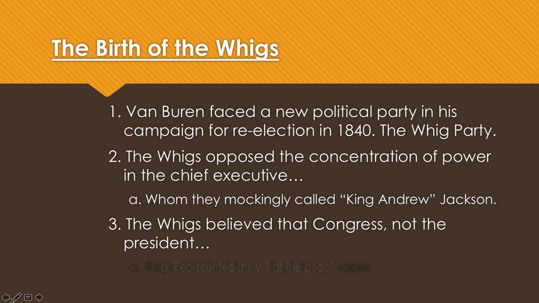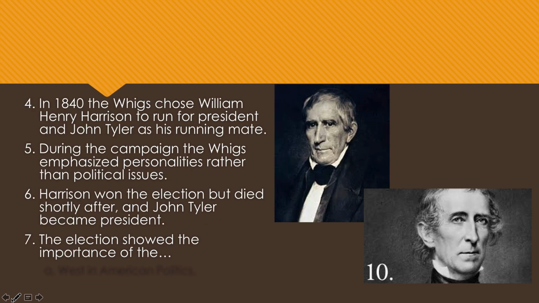The Whigs believe that Congress, not the president, represents the will of the people, which makes sense when you think about it because Congress is the one that is directly representative of the people. They are voted in by the people in smaller settings, like districts and senators. There's only a few from each state and everything. The president represents the entire nation, so he doesn't have the ability to really take into account what every area of the country wants or needs.